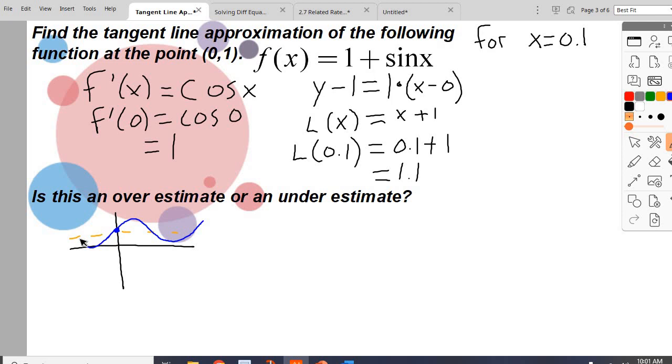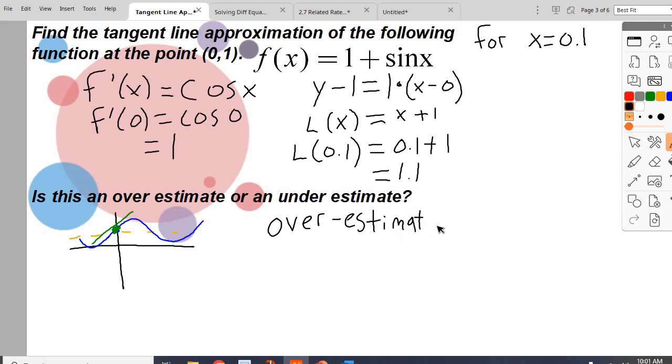So then what we have to decide is, if I draw my approximation here, I am using this point at 0, 1 to approximate that. Agreed? So if I'm looking at point 1, where is that going to be? Very close, but above or below? It's going to be above it, which means that it's going to be an overestimate.